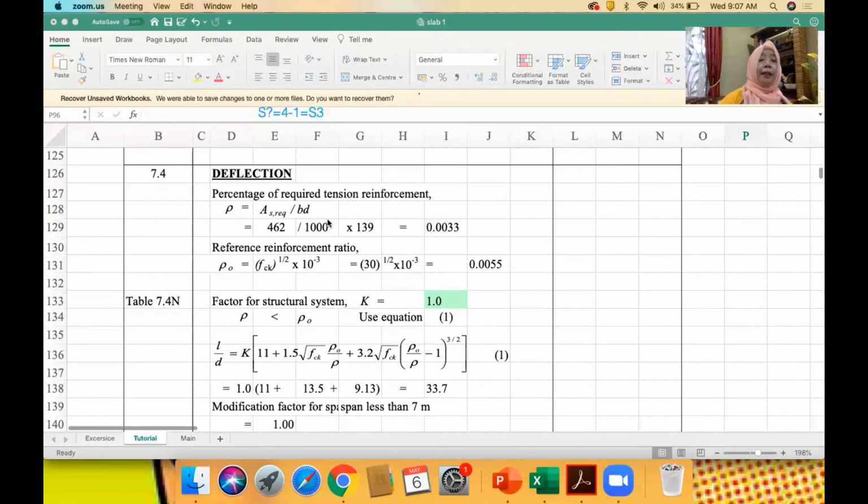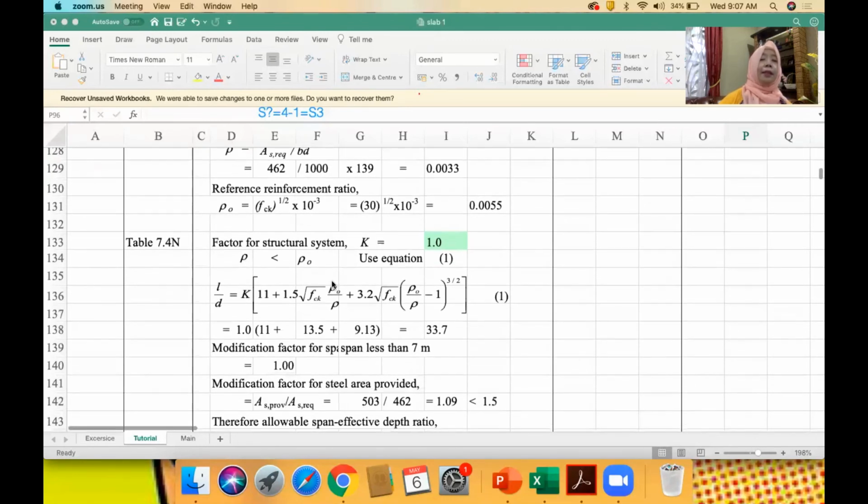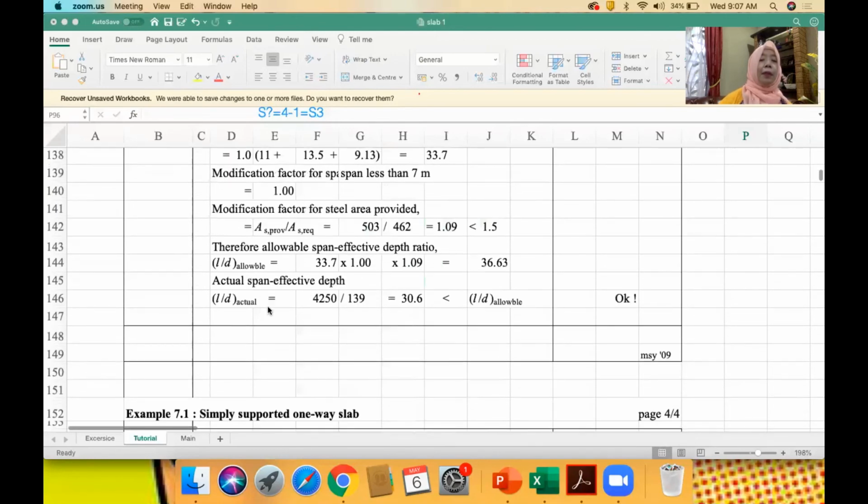Okay, the deflection. Again, the deflection is similar to the beam, except the b is 1000 here, using the same formula, the same method. So we calculate the L/d actual compared with the allowable. Our allowable is 36.6, actual is 30.6.